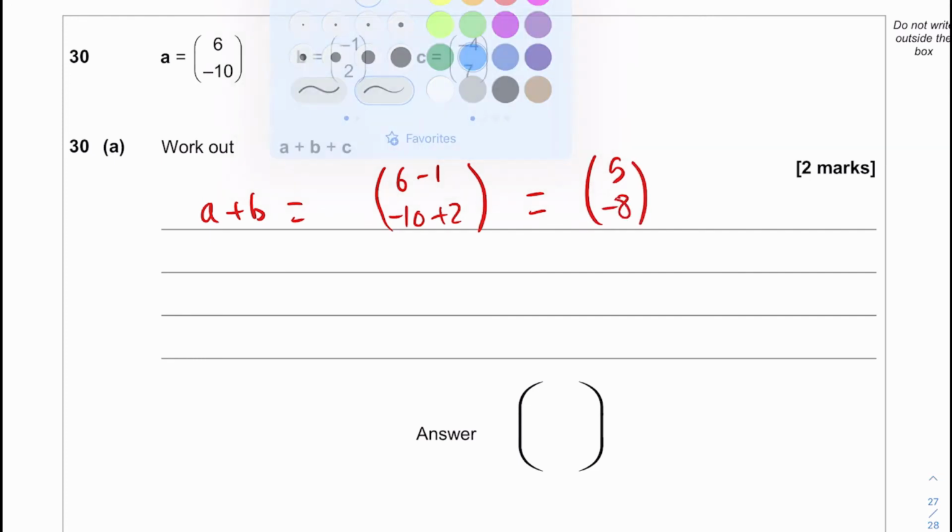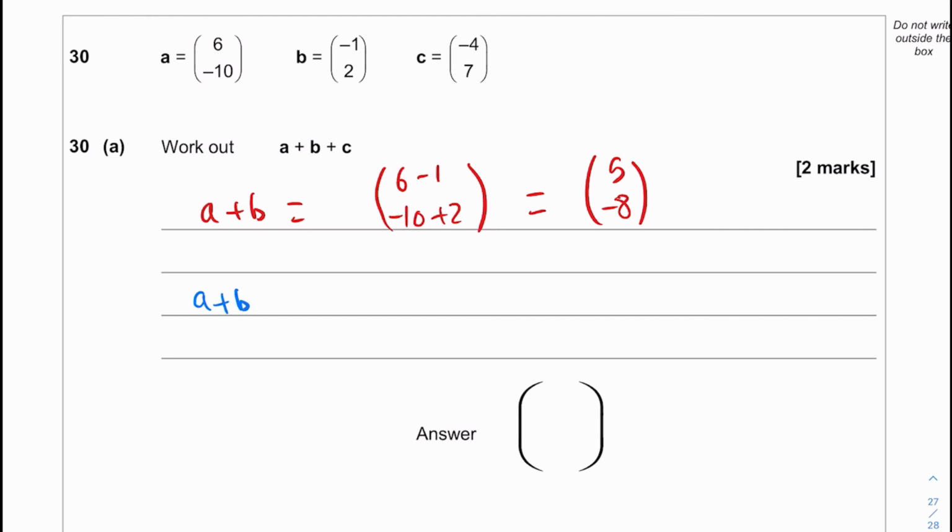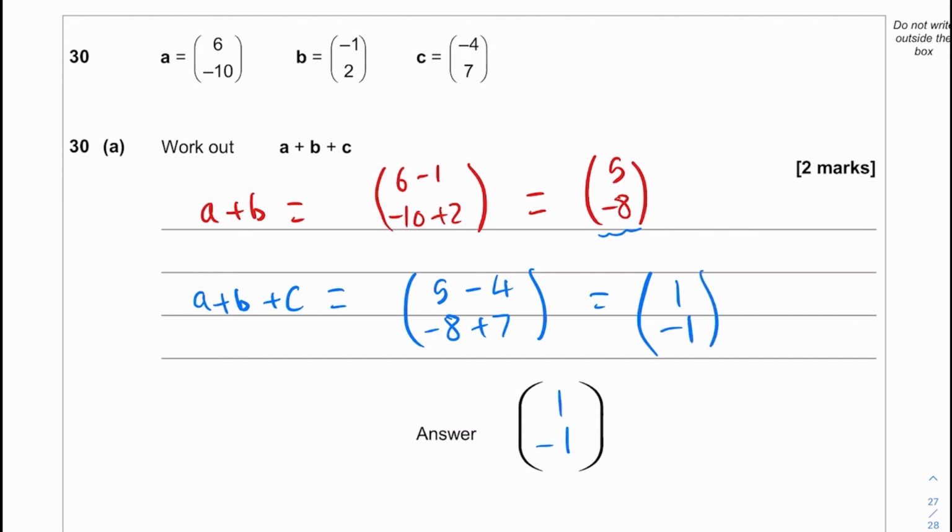So to then work out a plus b plus c, we use the a plus b we've already worked out from here. So this is equal to our 5, -8, and then we've got plus, so I'll do it the same way as before. So then all we have to do is plus -4 and plus 7. So when we do this, 5 plus -4 just becomes 5 take away 4, and -8 plus 7. There we go. So when we solve this, we get 1 and then -1. So we'll just write this in our answer box, 1, -1.